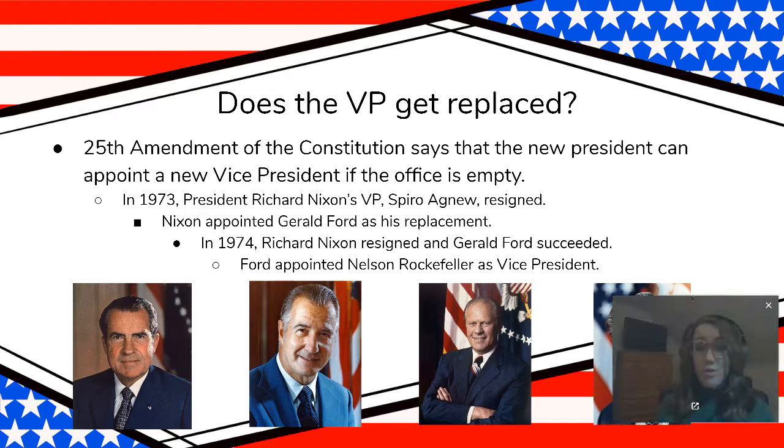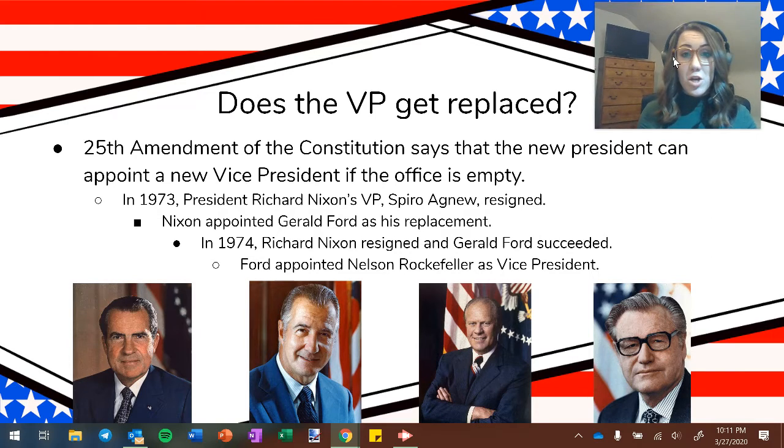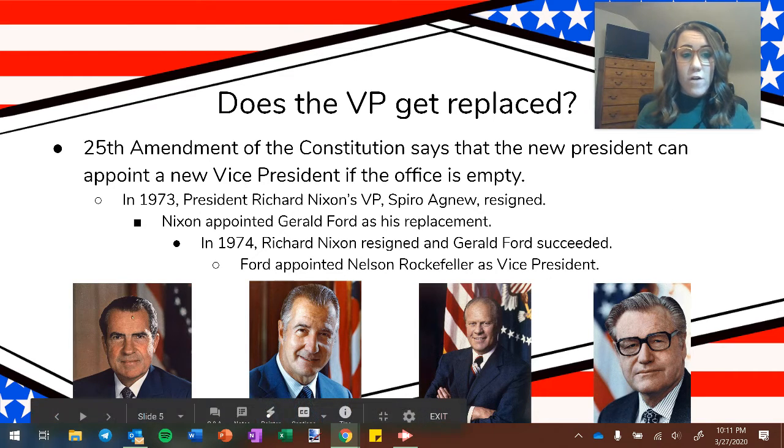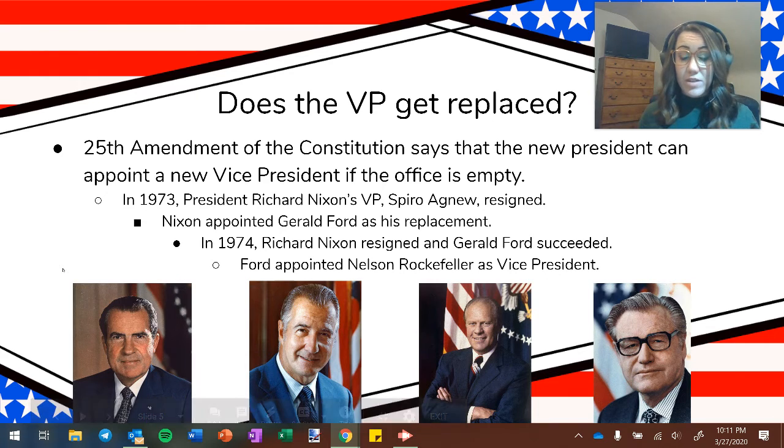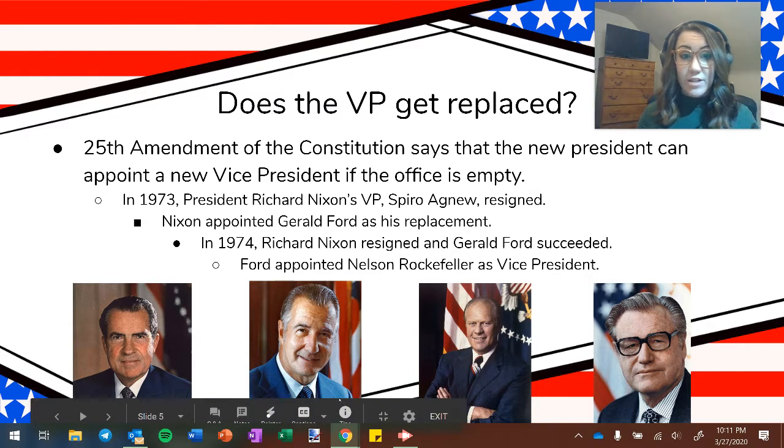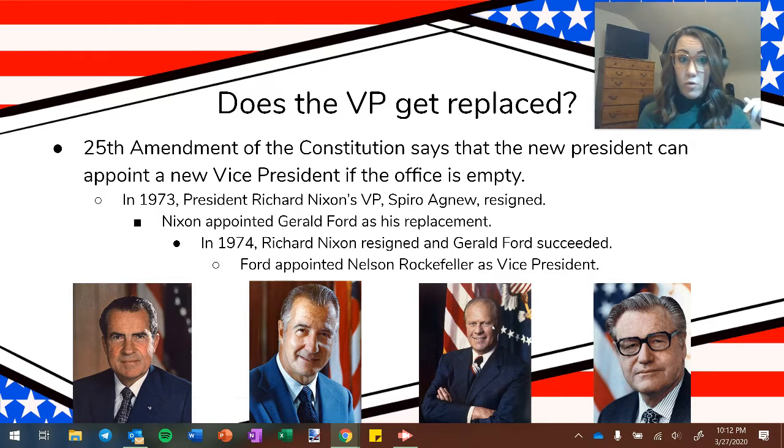So here's an interesting string of what this might look like. In 1973, President Richard Nixon, who is here on the far left, his vice president, Spiro Agnew, resigned. This is Spiro Agnew, so he has resigned. Nixon then appointed Gerald Ford as his replacement. So the president is President Nixon, vice president is Gerald Ford.